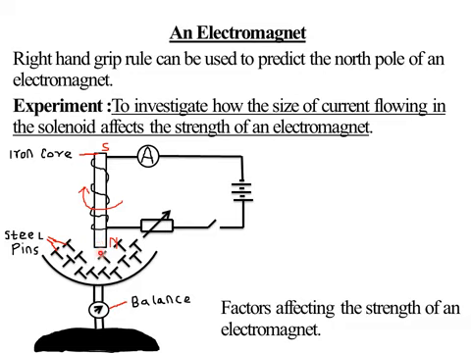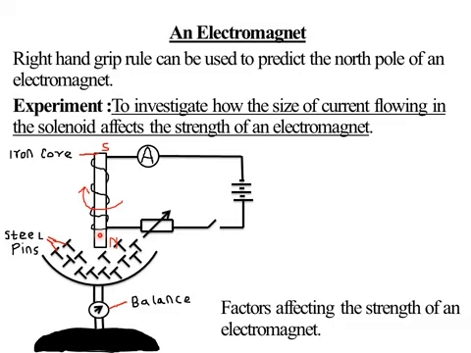So we are also saying that the amount of current flowing through the coil is directly proportional to the strength of the electromagnet. So the more the current, the stronger the electromagnet, or the more the strength of the electromagnet. The lesser the current, the lesser the strength of the electromagnet.